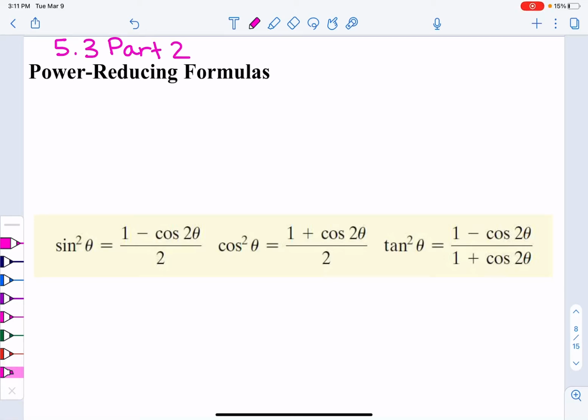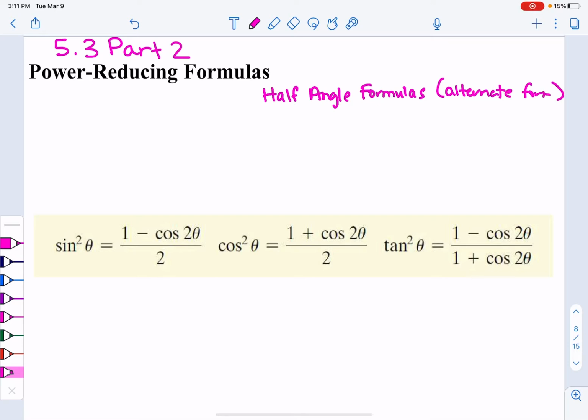Looking at section 5.3, part 2, we're going to start by looking at the power reducing formulas. These are located on the trig cheat sheet in the upper right-hand corner. You'll see a spot that has a title of half angle formulas, and then next to it, it has an alternative or alternate form.